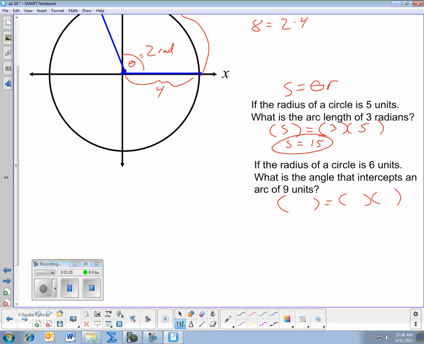If the radius of a circle is 6, what is the angle? So we're finding the angle theta in radians, if the arc that it intercepts is 9. So 9 is how many radius lengths of 6? And so this is 9 equals theta times 6. So we could divide both sides by 6, and 9 divided by 6 is 1.5. So our angle theta is 1.5 radians.